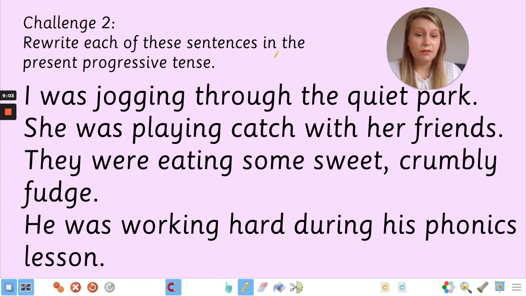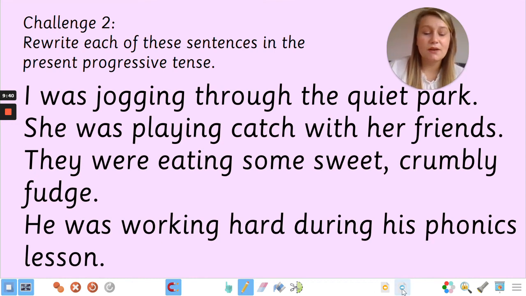I was jogging through the quiet park. She was playing catch with her friends. They were eating some sweet crumbly fudge. He was working hard during his phonics lesson. So I'd like for you to take these sentences, and I don't want to see them in the past progressive form anymore. I'd like you to turn them into the present progressive form, okay? Please pause the video and have a go.